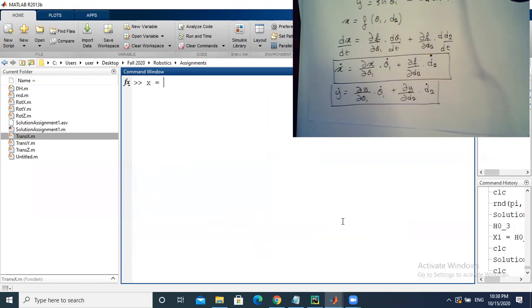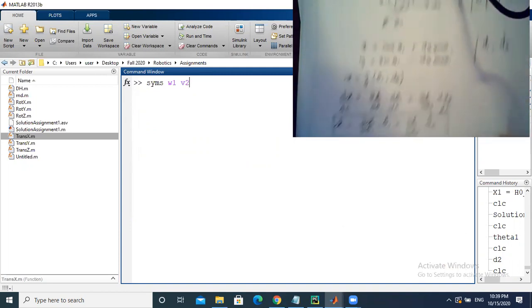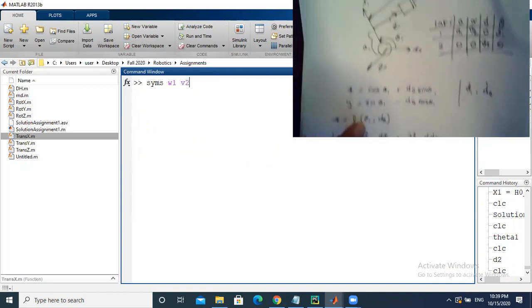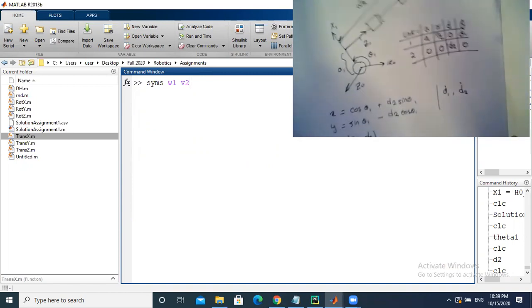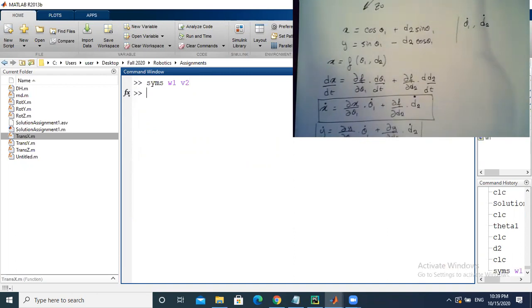I'm going to do x is equal to, theta 1 is still a variable, right? Theta 1 is a variable, d2 is still a variable. Well, we need to know theta 1 prime, right? So I'm just going to define it as omega 1, okay? And I'm going to define d2 prime to be v2, okay? d2 prime is basically the telescoping velocity of this joint, which should be provided to you in order for you to find the velocity of this point, right? Okay, so this is it.